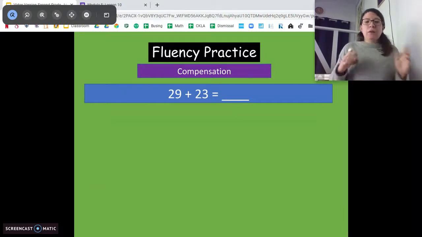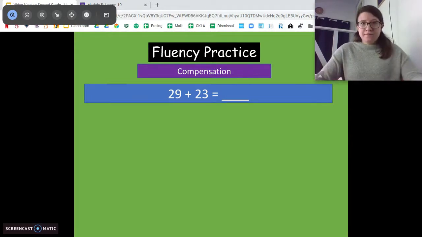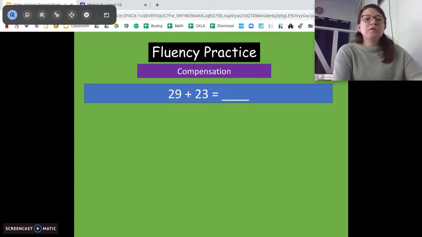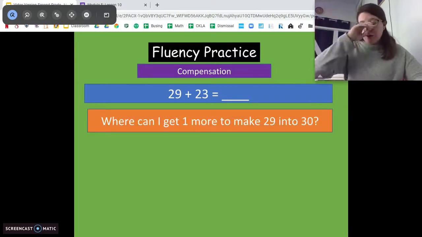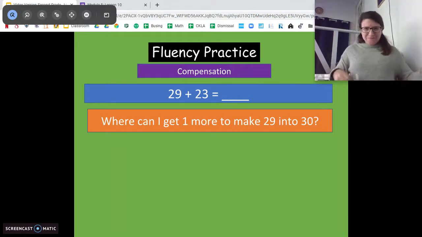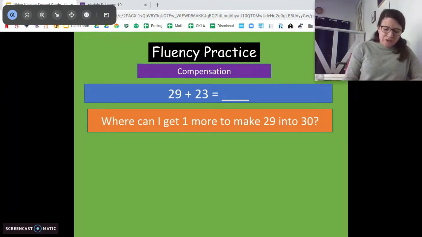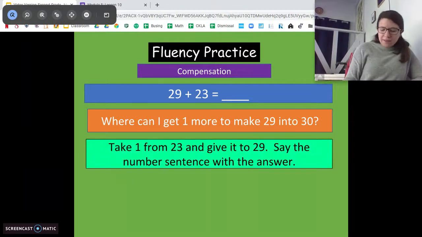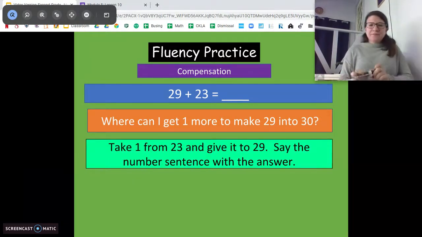29 plus 23. Which number is closer to its next 10? 29 or 23? Good, 29. So we want to get 29 to 30. Where are we going to get that 1 from? The 23. Beautiful. Now tell me that new number sentence.